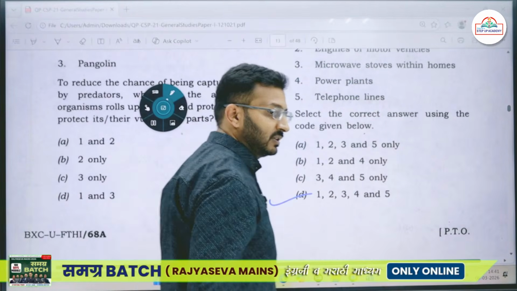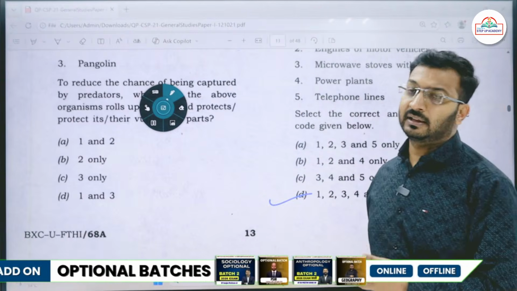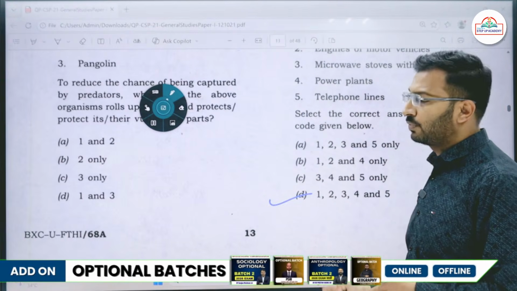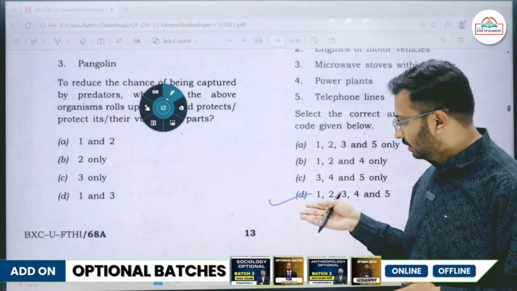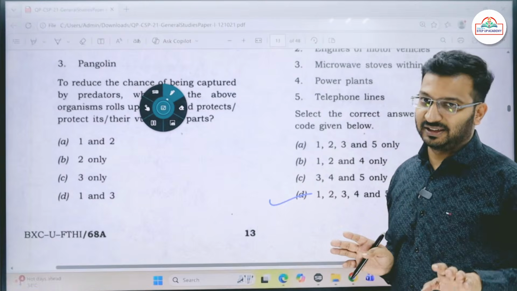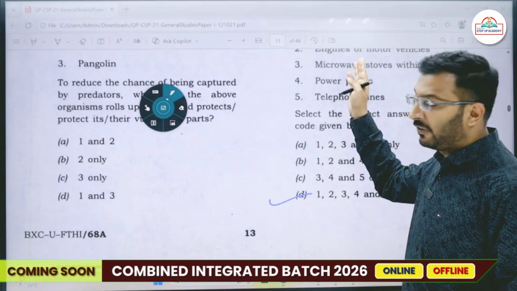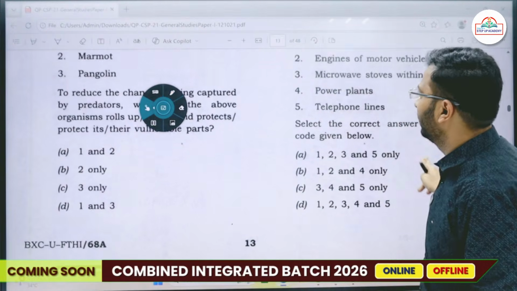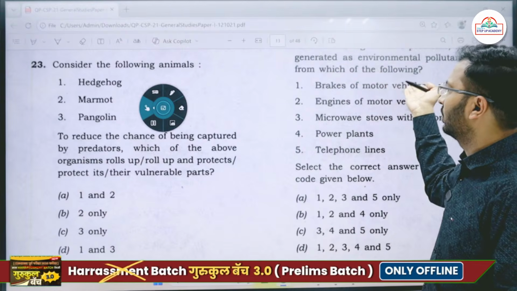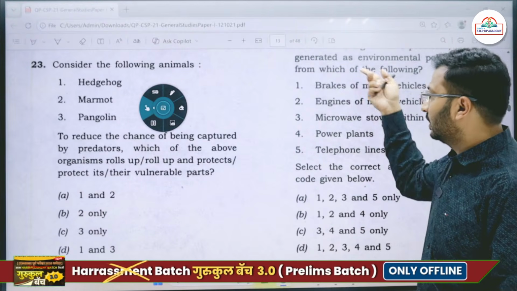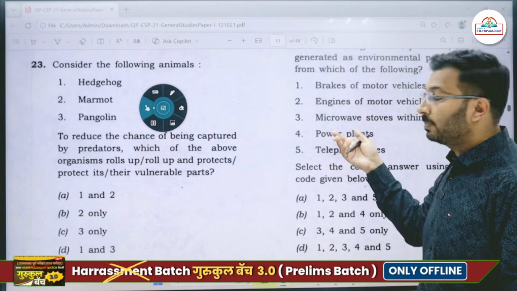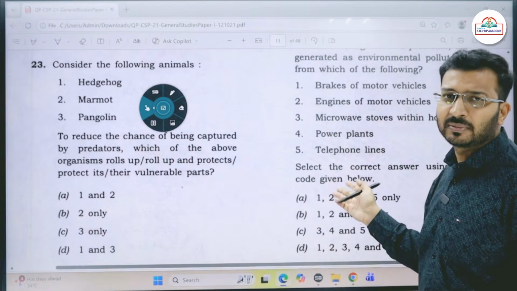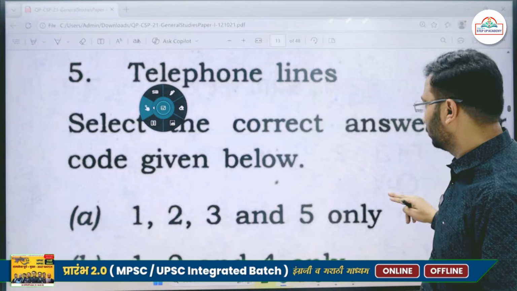Such type of questions usually when you get in the examination, 1, 2, 3, 4, 5. Okay, I won't say all the options are correct, I won't say such thing. I'll always go with finding some or the other common thing in them. Here I am finding that from brakes of a motor, heat is generated, engine heat is generated, microwave heat is generated, power plant heat is generated, telephone lines must generate a little bit in some way or the other.